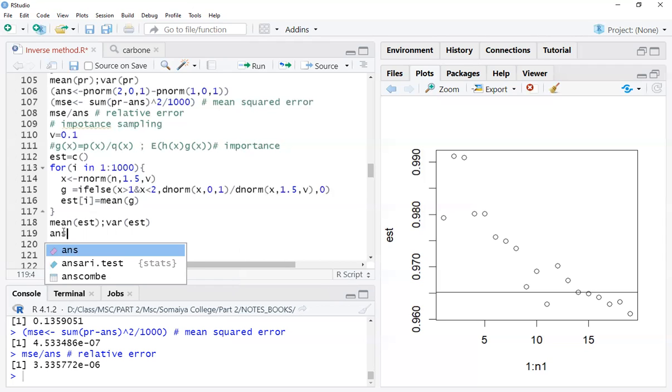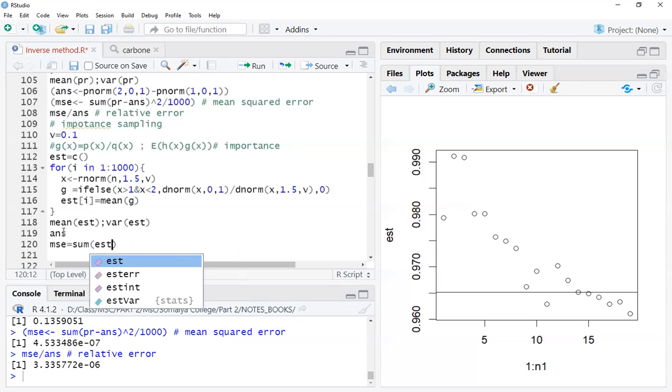Answers you already know. You can calculate MSE, which is again the same: sum of estimate value minus answer cap square, that means square, divided by 1000. 1000 means your actual value. This must be the answer. Let's see whether it works or not.